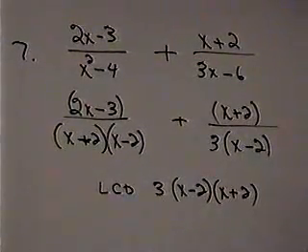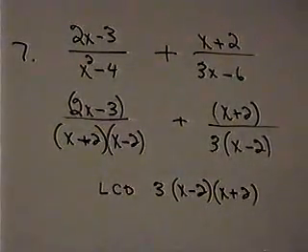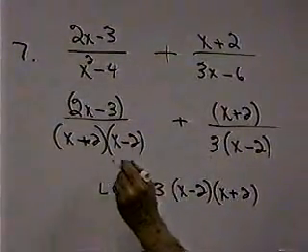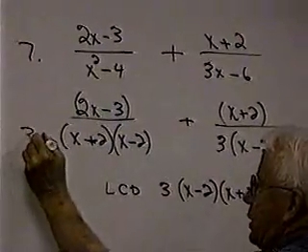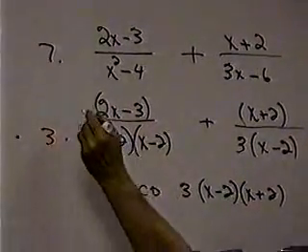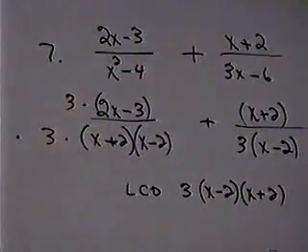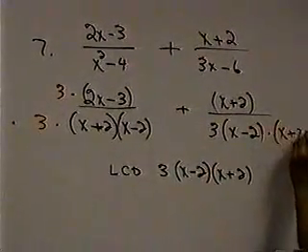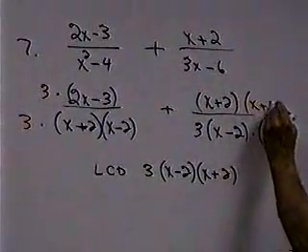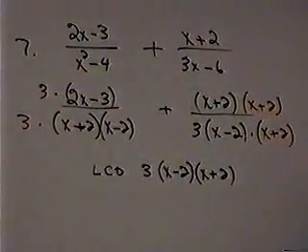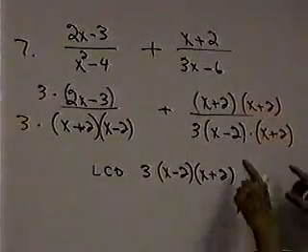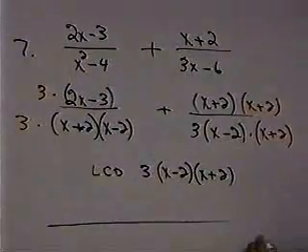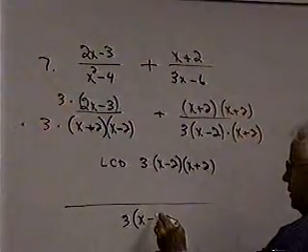All right, now that we have decided what the common denominator is, we need to multiply the top and bottom of that. So this one, we need to multiply by 3. So we multiply the top and bottom by 3. Okay, this one, we need to multiply by x plus 2. So now we have the same denominator. So now we write that down.